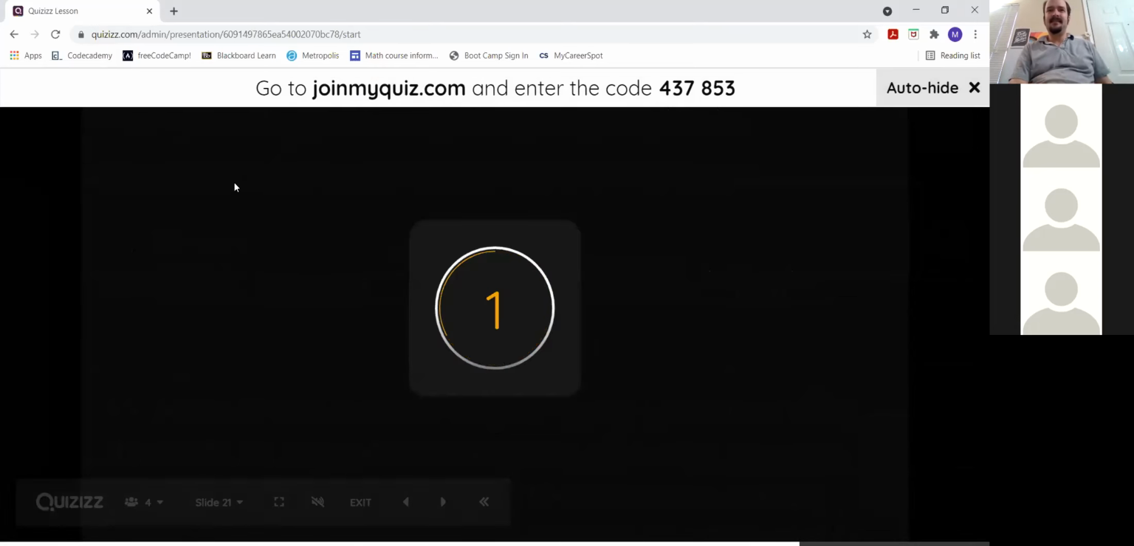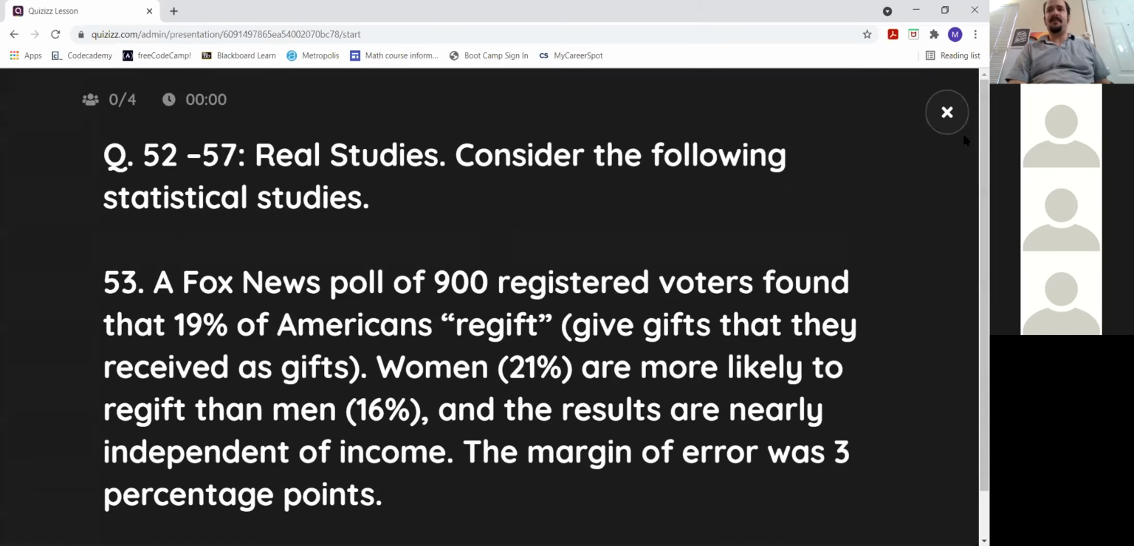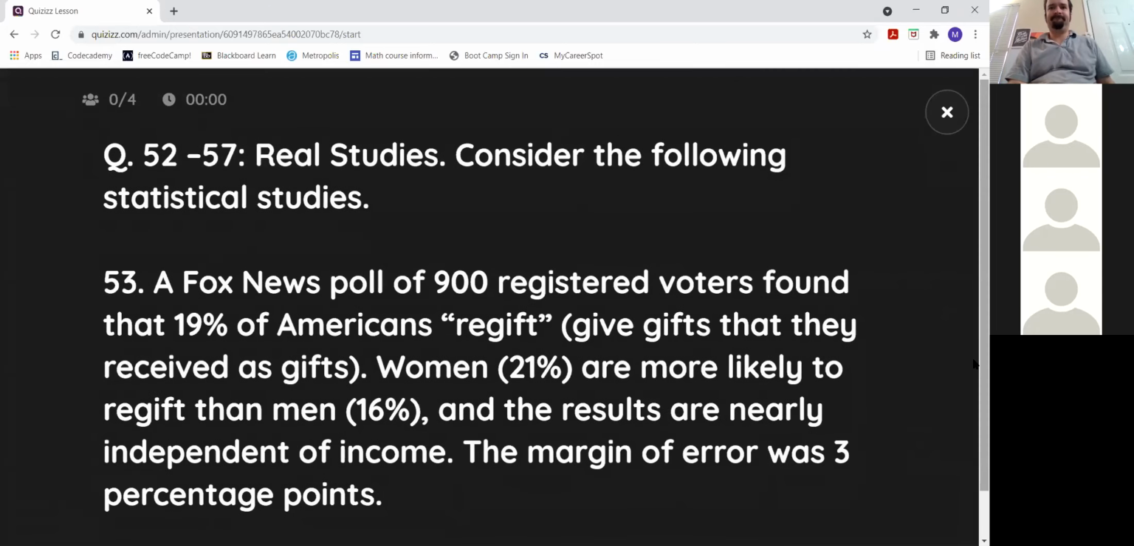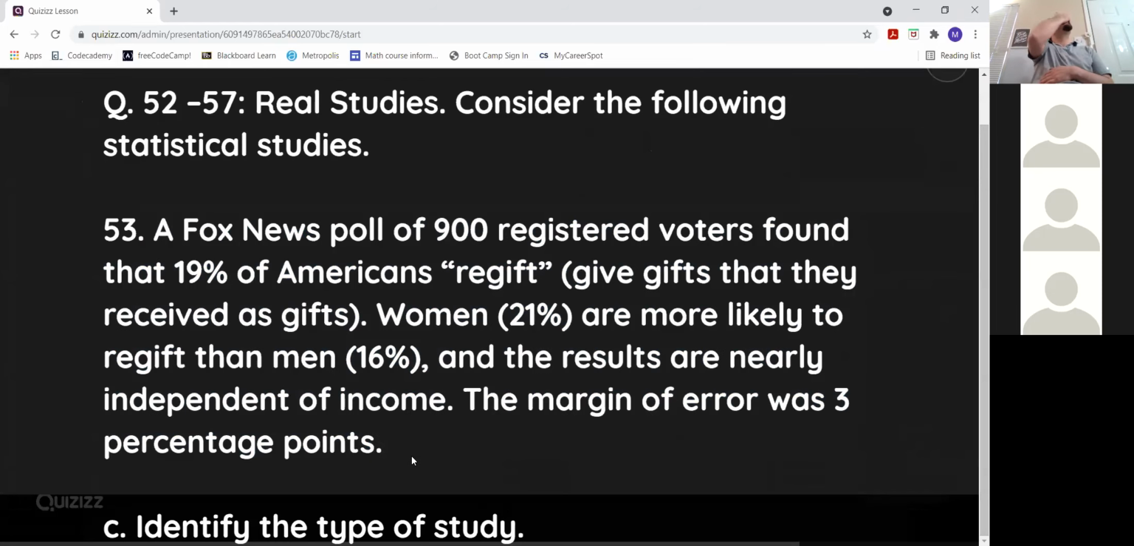C is this the identify, or is that part D? Identify the type of study. Is this experimental or observational? Would it be observational? I think it's observational. And then if it's observational, what is that word they use? Now the word's escaping me. Retrospective. Yes, it is. You said what?